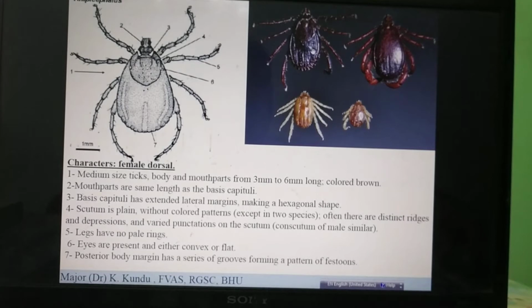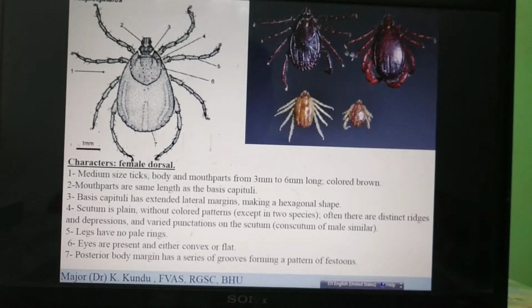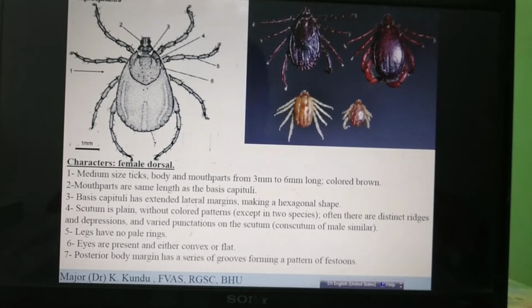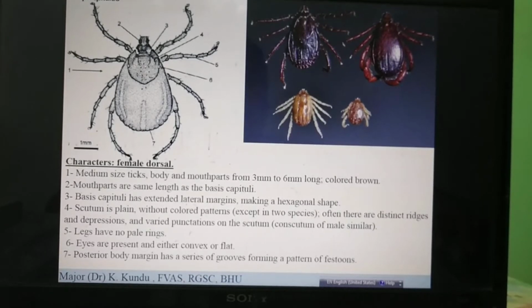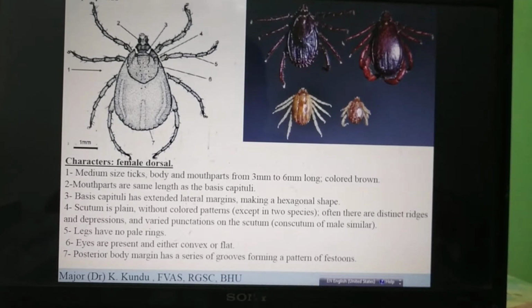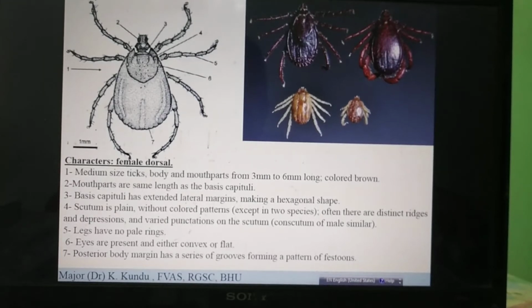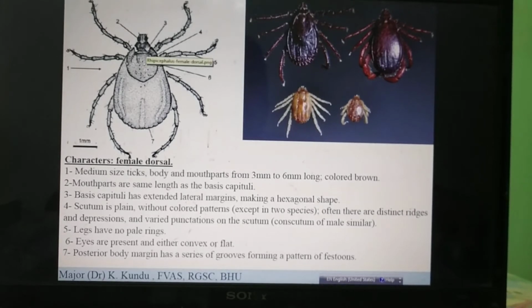Now, these ticks are generally brown in color. As you can see, the left side is the female tick, the right side is the male tick. So we will see the characters of the female tick first. Mainly the basic character by which we can identify the Rhipicephalus is based on the capitulum. As you can see, number 3, the capitulum is hexagonal in shape. Now on the base of the capitulum lie the mouth parts. These are brevirostrate ticks. As you can see, the mouth parts are all shorter than the width of the capitulum.